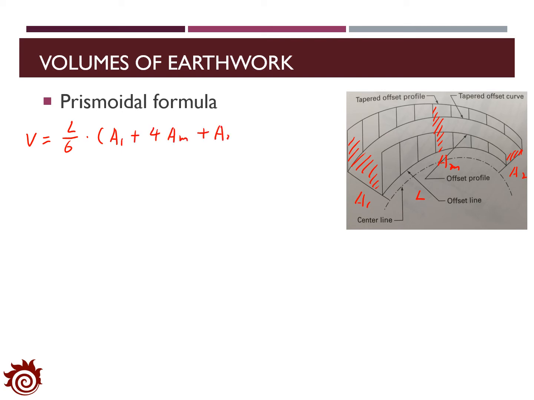With that, we have the volume of the earthwork as L divided by 6 times A1 plus 4 times AM plus A2. Here, the definitions of L, A1, and A2 are the same as in the average end area method. AM is defined as the cross-section area in the middle of the segment.